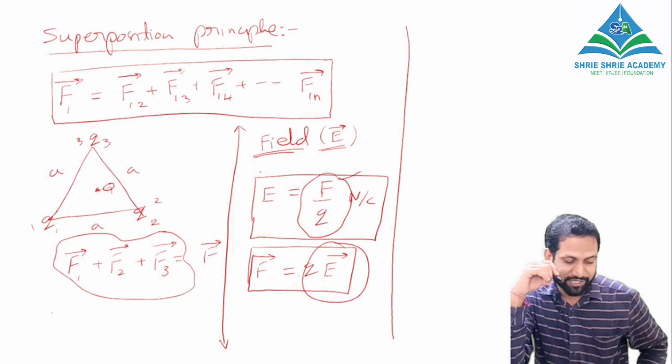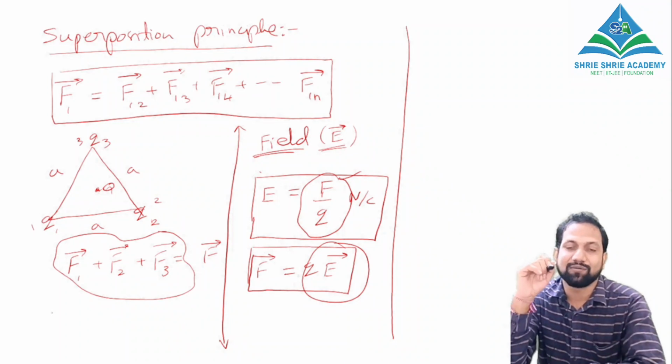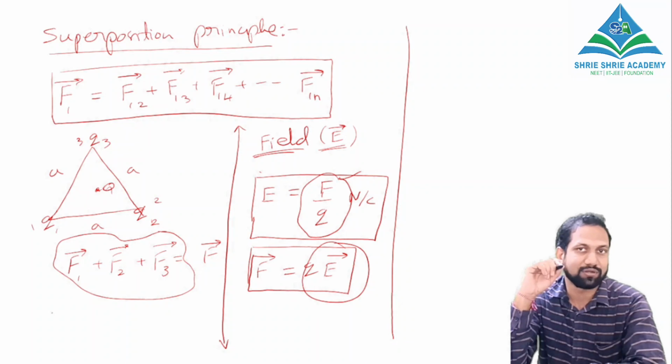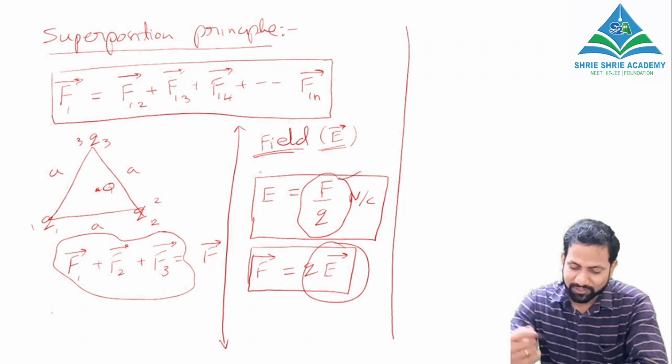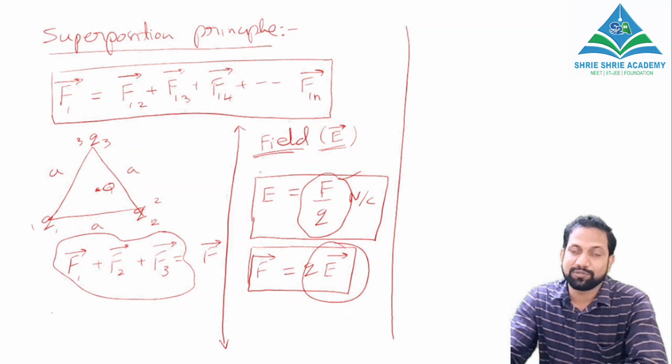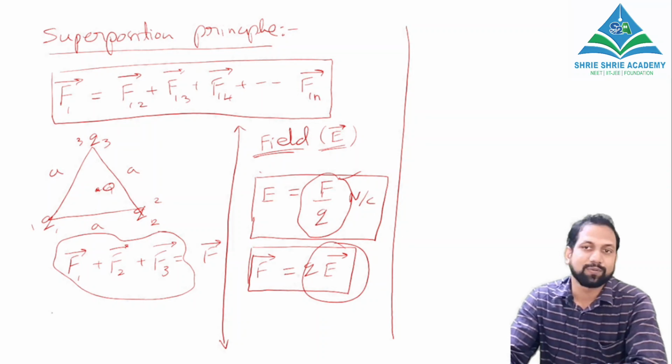My intention is, the electric field general formula is F by Q, but it depends on the charge distribution. For point charges, it is K Q by R square. K is 1 by 4 pi epsilon naught, Q is the charge, R is the distance. But for continuous charge distributions, the electric field will be different. We have to remember that.